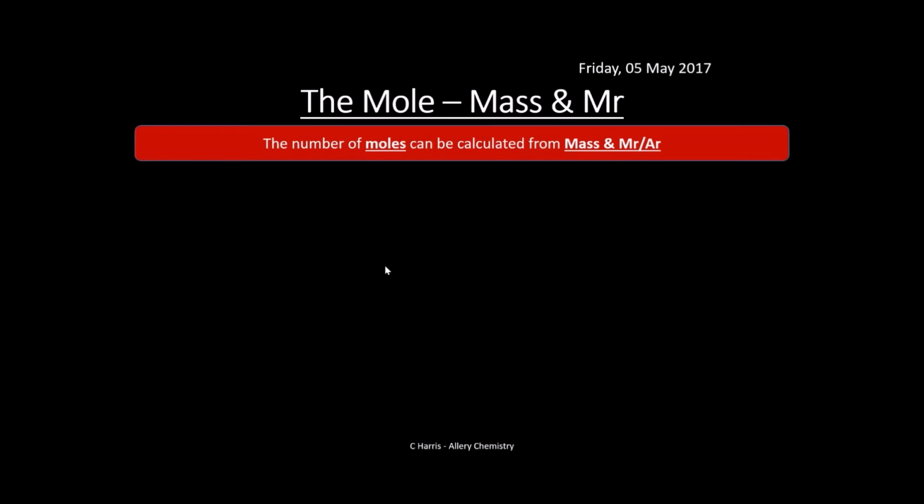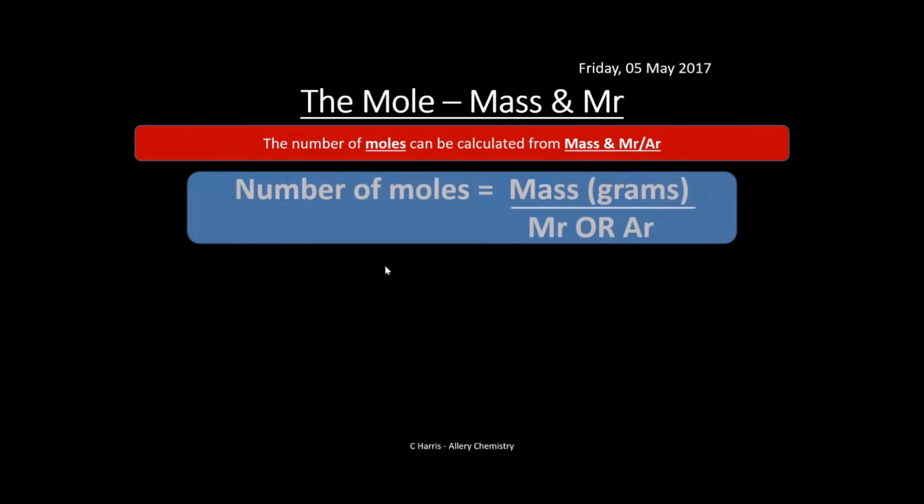Okay, so let's look at mass and Mr. This is where we're looking at the number of moles using the mass of something, normally for solids. Pretty straightforward really. The number of moles is just the mass in grams over the Mr or Ar. So if you're using a molecular formula, molecule or compound, you'd use the Mr, or if you're using just an atom or an element, you would use the Ar for that element.